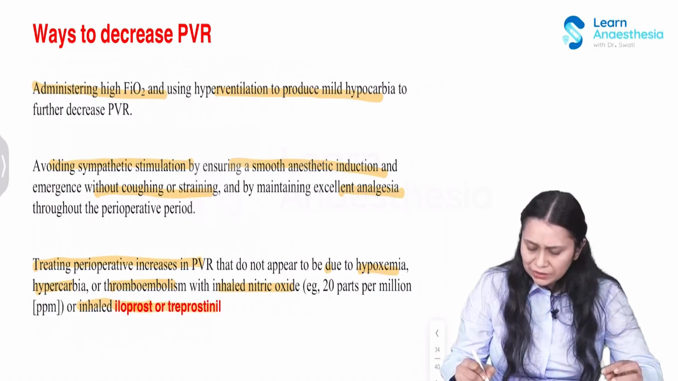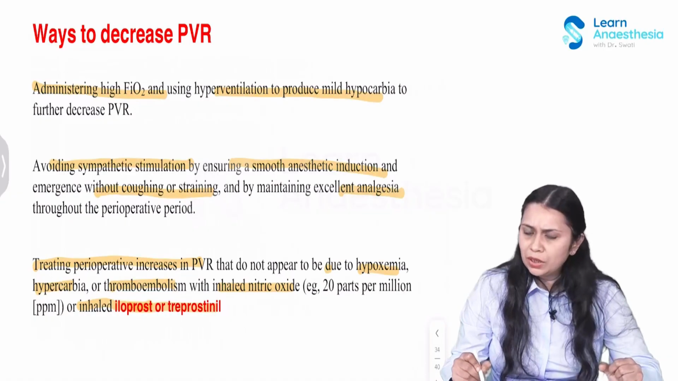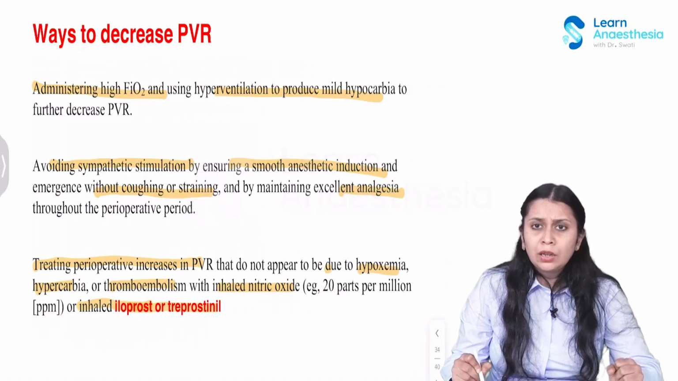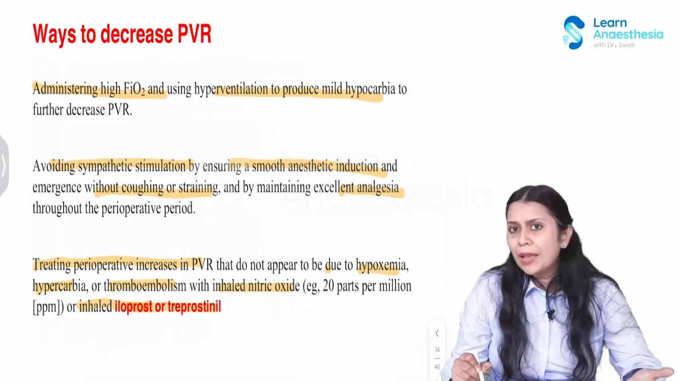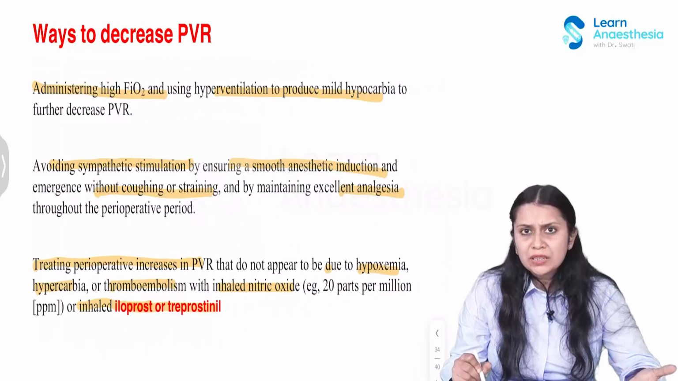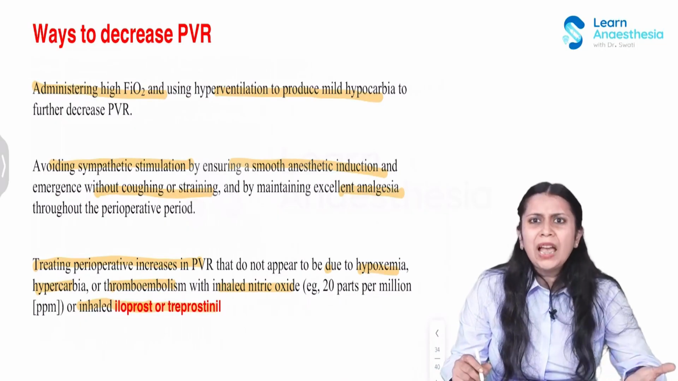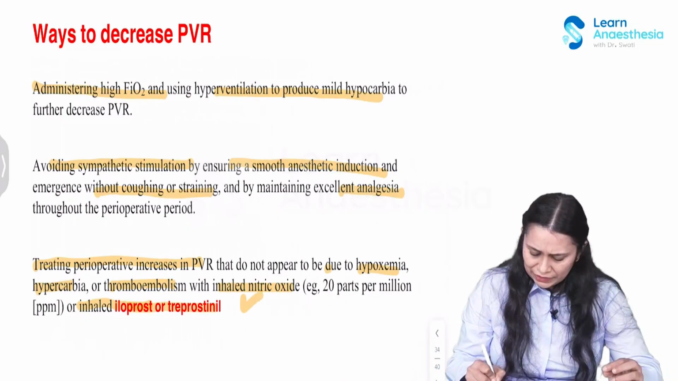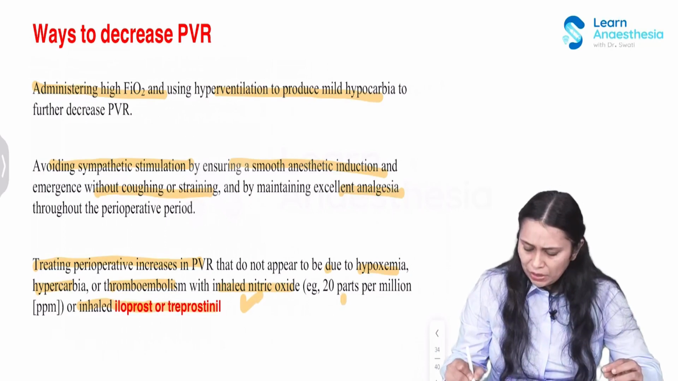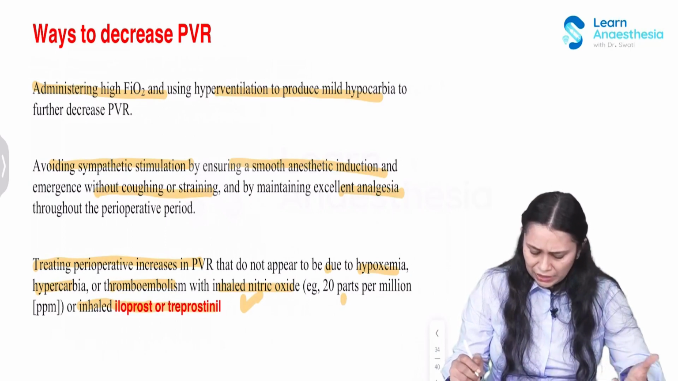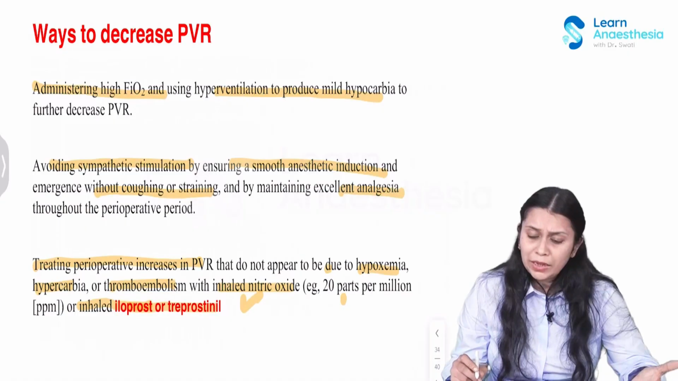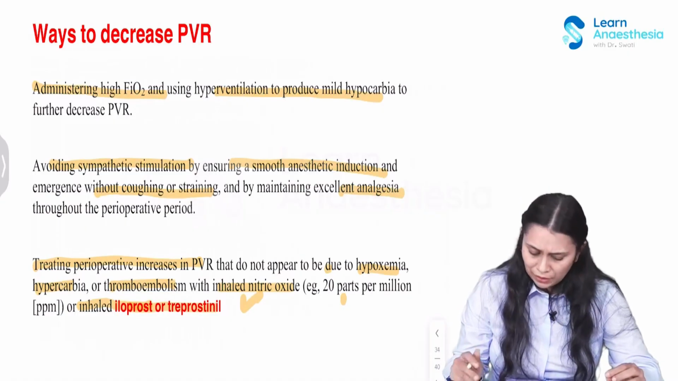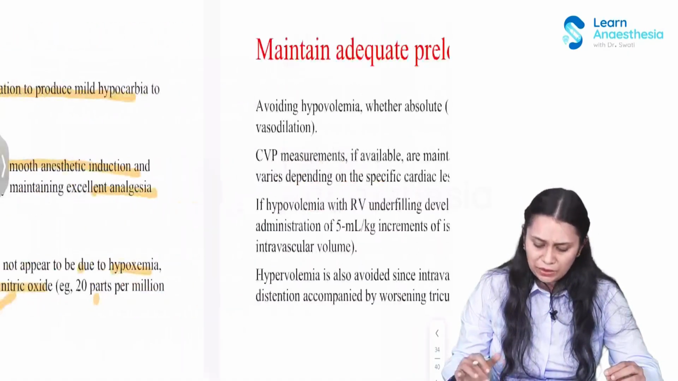So if PVR is increasing and it's not hypoxia, it is not hypercapnia, even hyperoxia is not preventing it from increasing, even hypocapnia is not preventing it, and there is no sympathetic stimulation, then we can use a pulmonary vasodilator like inhaled nitric oxide, 20 parts per million, and we can use inhaled iloprost or treprostinil, whichever is available at your centers, right? So these are the ways to decrease the PVR.